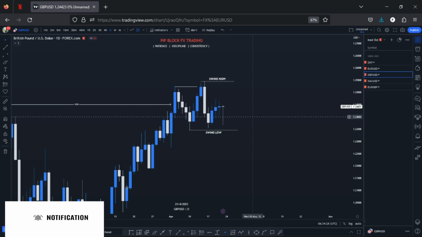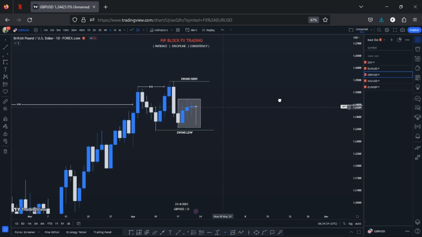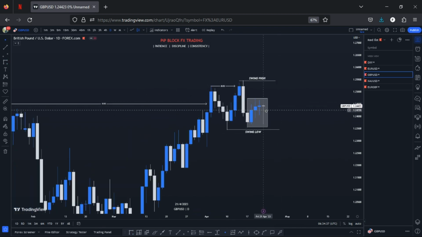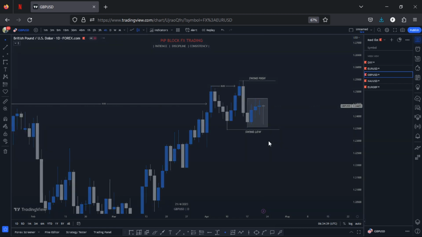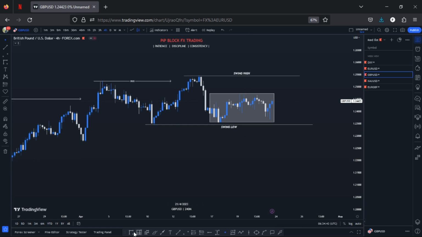Good. And this last week wasn't a very good week. We had some kind of consolidation in the market. So let's go to 4H and see what I'll be expecting. I'll be expecting bullishness for this particular pair as well.